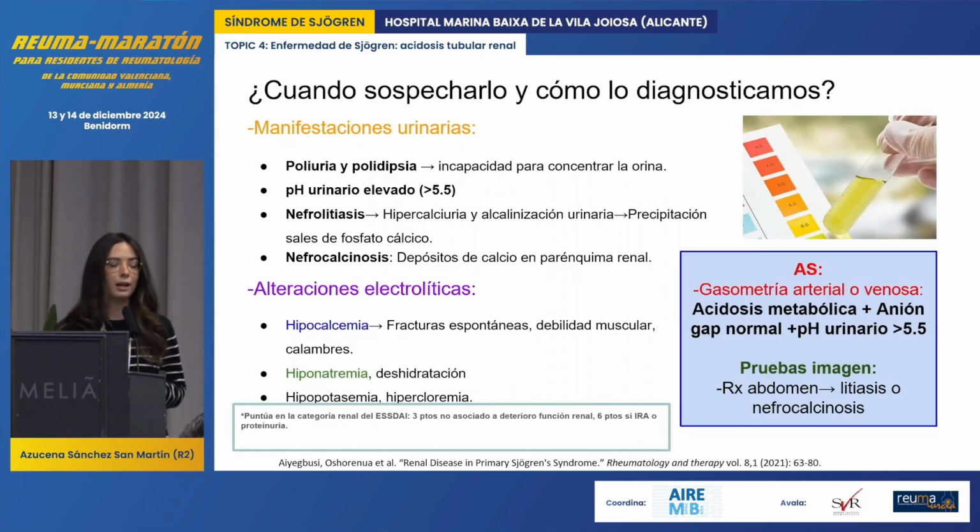It's also important to highlight that renal tubular acidosis, as my colleague Carmen rightly mentioned, scores points in the renal category of the SDI, with 3 points if there is impaired kidney function, and 6 points if it is associated with acute kidney failure or accompanying proteinuria.